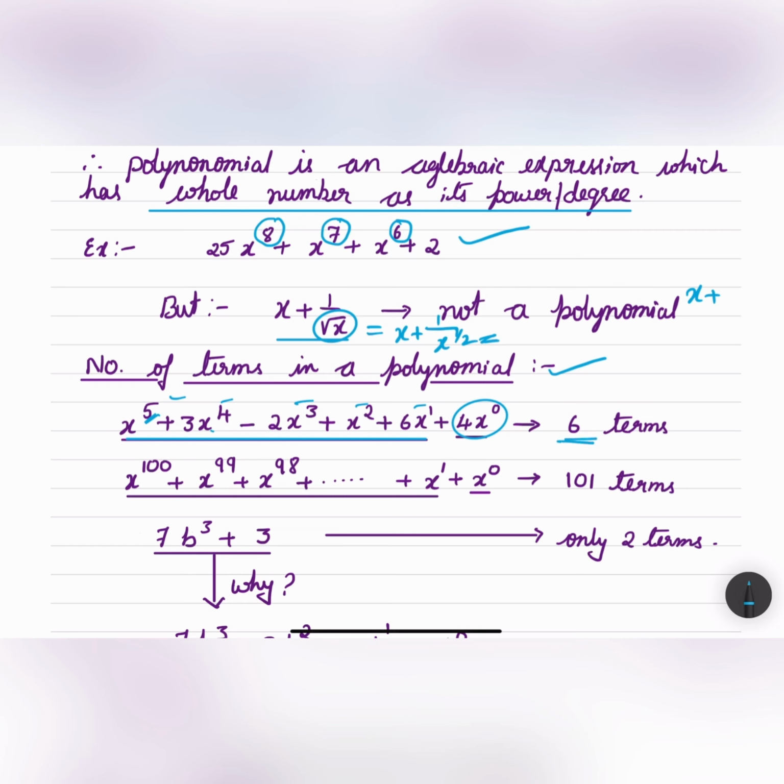Now if I take the polynomial which starts with x to the power 100, then x to the power 99, continuing like this, it will have 100 terms plus 1. This is plus 1 term. So it will have 101 terms.